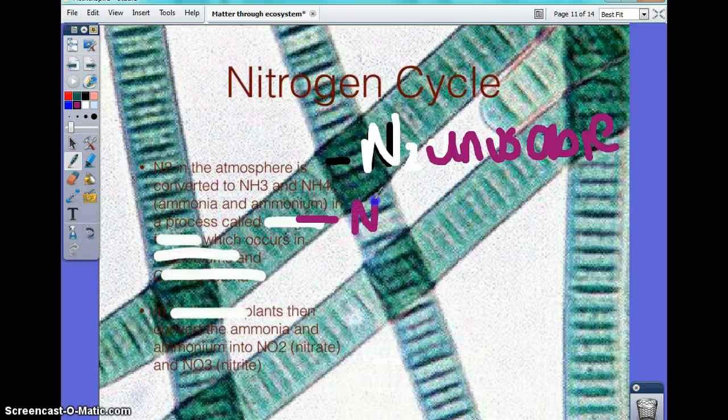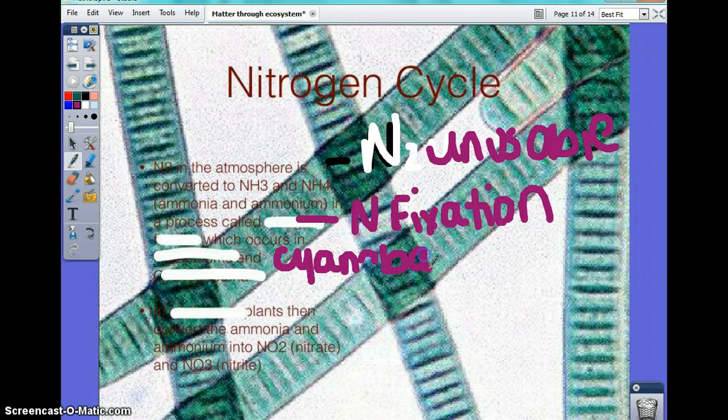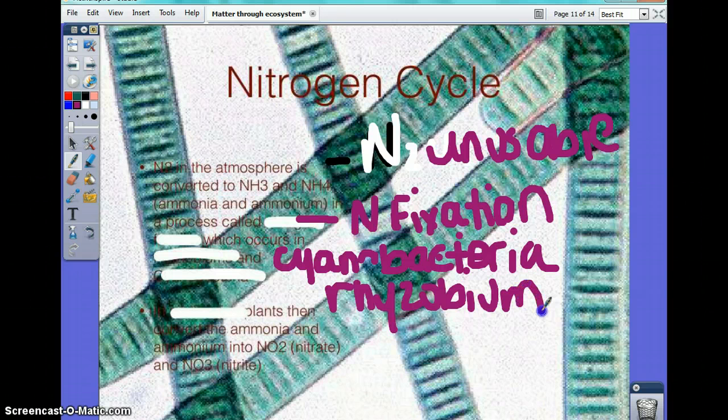And what two organisms are responsible for nitrogen fixation? Nitrogen-fixing bacteria, also known as cyanobacteria. And what's the other bacteria? It starts with an RHZ. Rhizobium. Where are they found? Root nodules of legume plants.